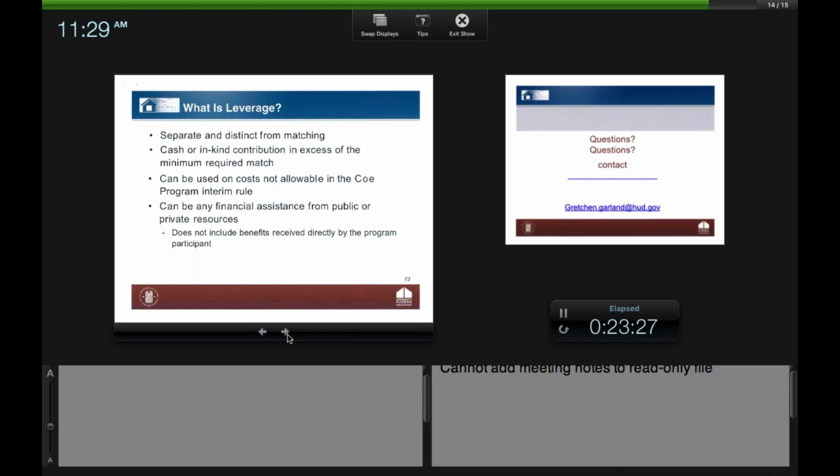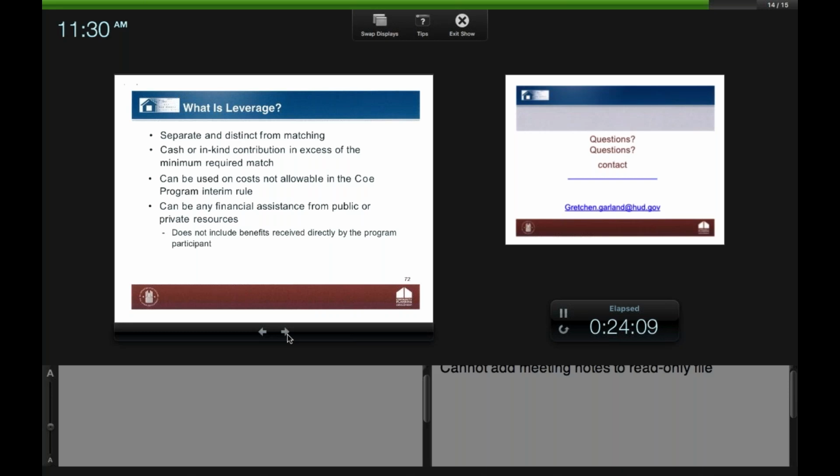It can be cash or in-kind contributions in excess of the minimum required match. Hence the prior statements that if you have matching sources that are greater than your 25%, then you can actually count that as leverage instead of counting it as match, because committing it as match makes it an obligation to the grant, and it will be measured and monitored or audited against your statutory commitment. However, anything above 25% is better described as leverage.